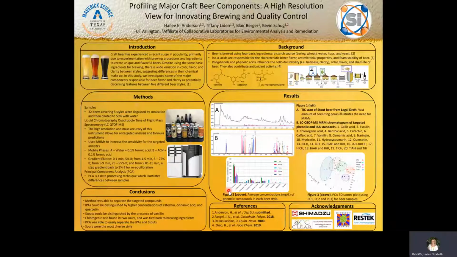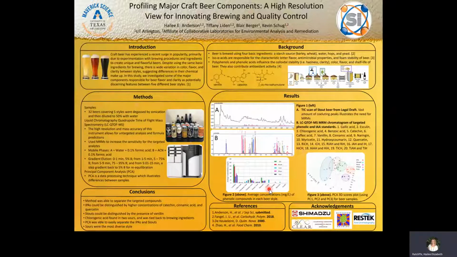If we look at the IPAs, which are represented by the green color, we can see that they are highest in catechin, cinnamic acid, and quercetin. The combination of these 3 phenolic compounds in high amounts could show us that we have an IPA as opposed to a different style. Another result we see is that vanillin was only found in stout beers.